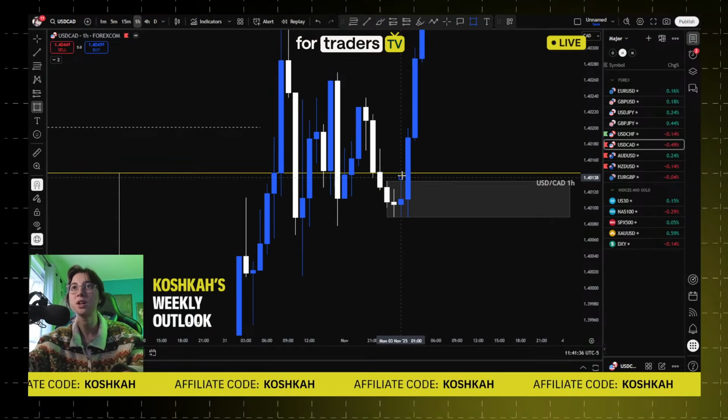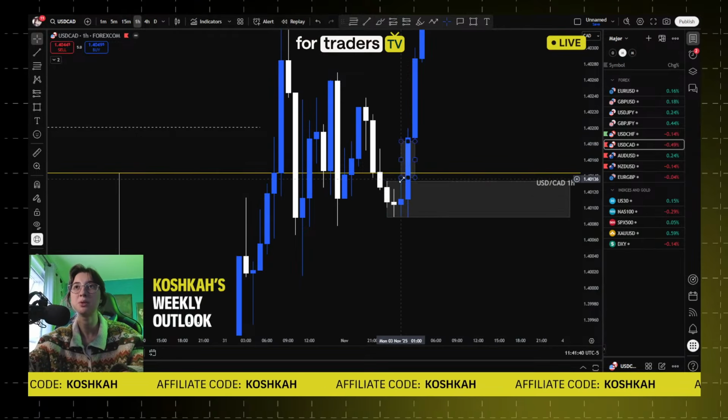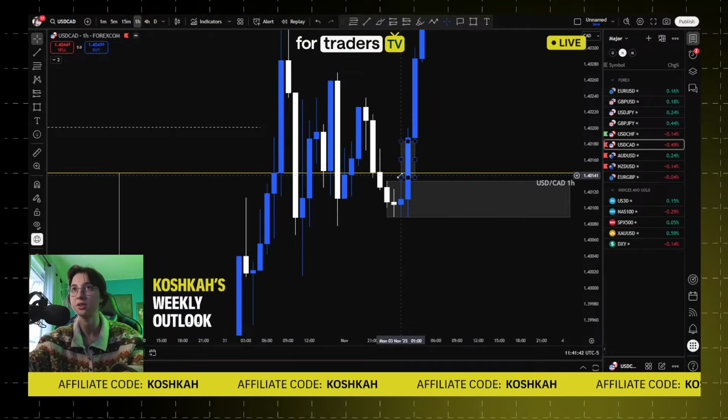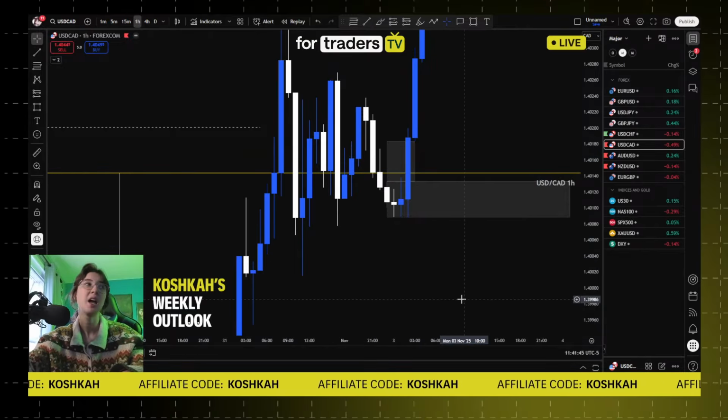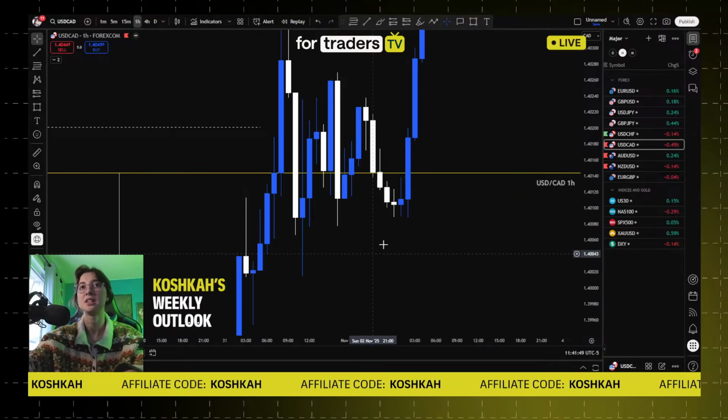As you can see right here, this is the fair value gap. This is the POY. There is an empty space between the two boxes, so that's not valid. The two boxes need to be connected. In this case, they're not connected because we have a little wick in between that invalidates it.